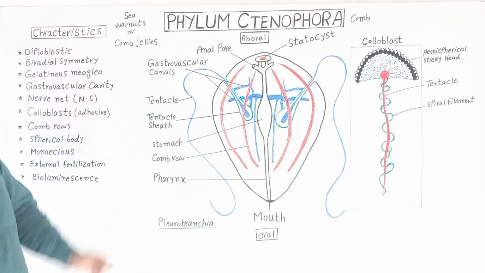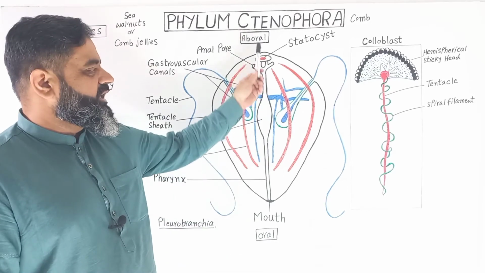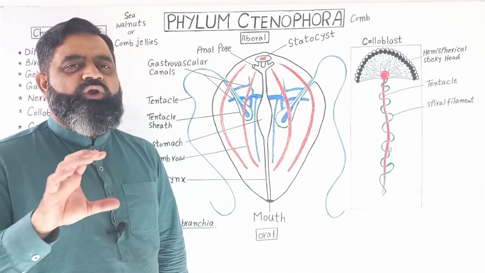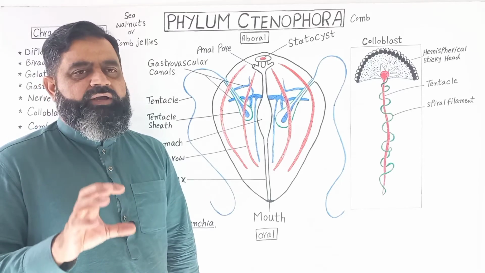These animals usually have biradial symmetry. Biradial symmetry is that symmetry in which an animal can be divided into two equal halves in two planes only. That is known as biradial symmetry.